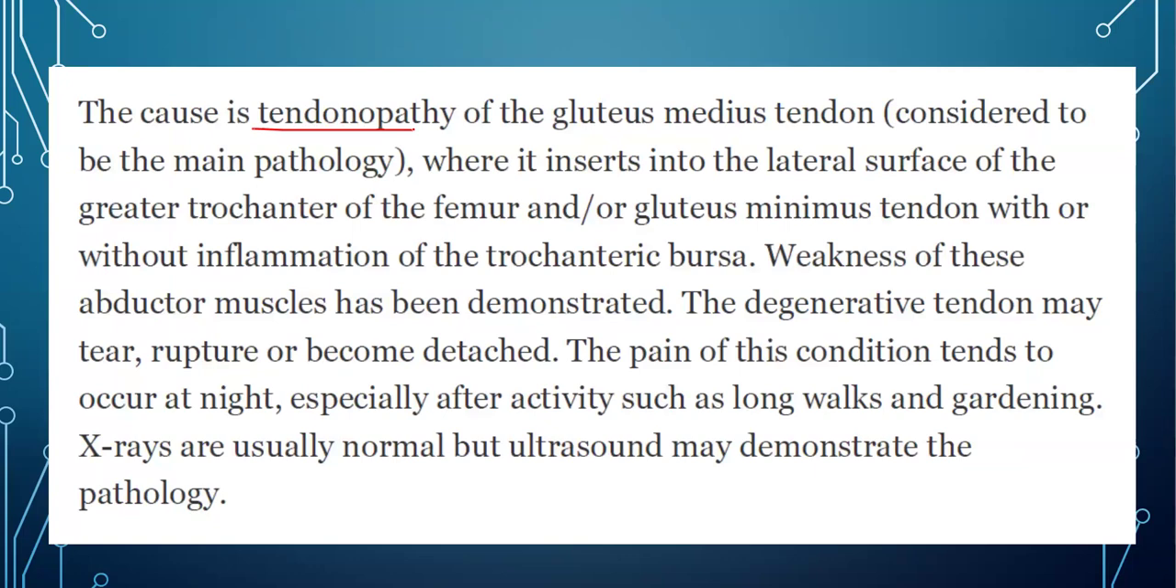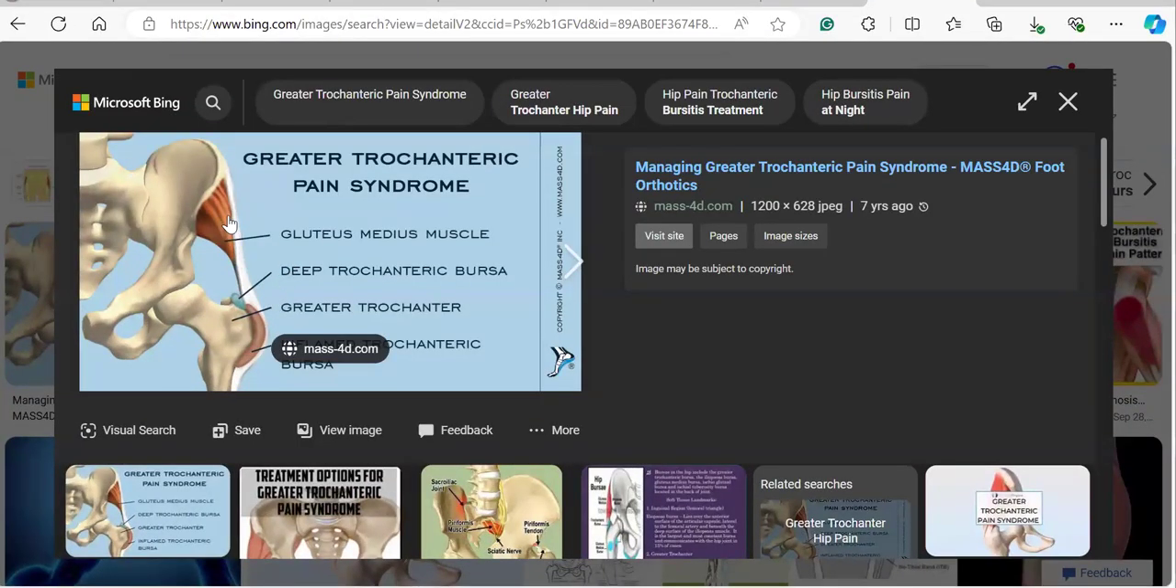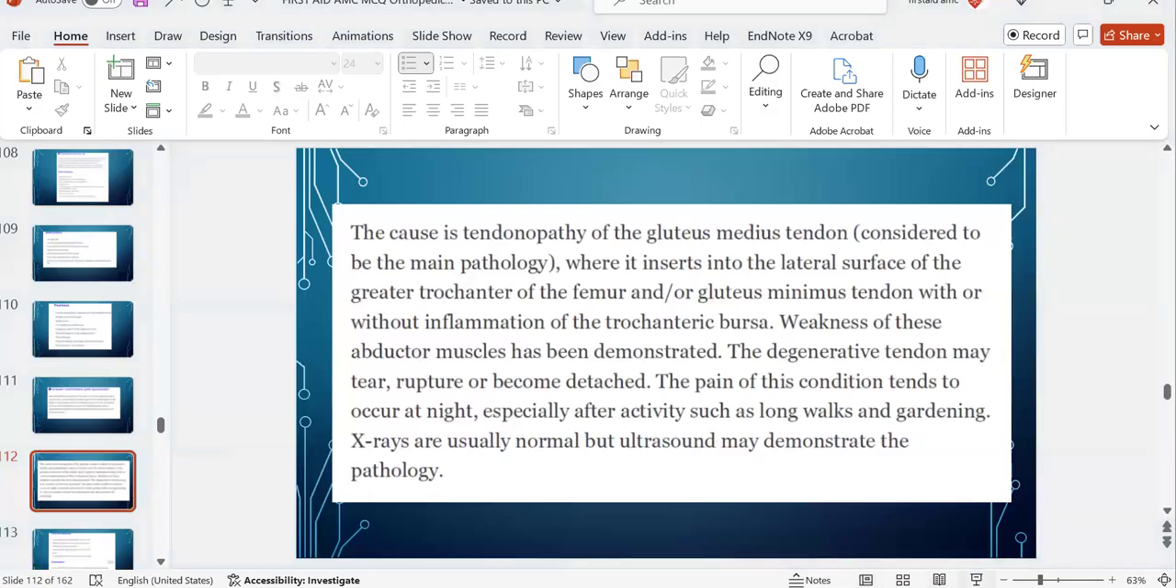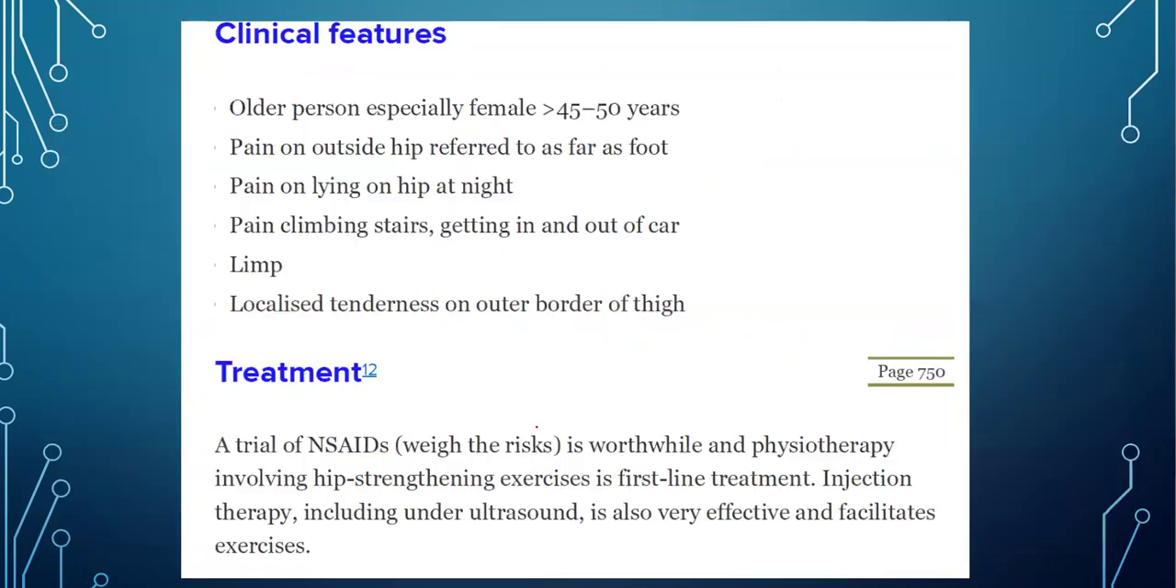The cause is tendinopathy. So the tendon that gets connected on the greater trochanter, sometimes that can get strained. So you can see the tendon. This is the gluteus medius tendon which gets attached over here. Okay. So sometimes the gluteus medius tendon can get inflamed and strained, causing this pain. Sometimes the bursa can get inflamed and it can cause trochanteric bursitis, and the pain can be more or less the same. So if you do an X-ray, that will be normal, but if you do an ultrasound, the ultrasound will confirm if there is tendinopathy or bursitis.